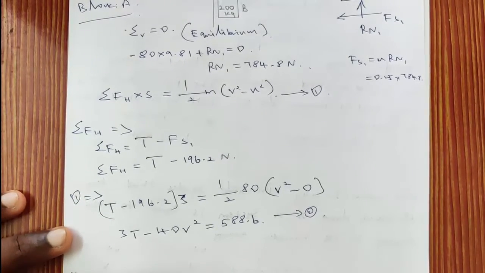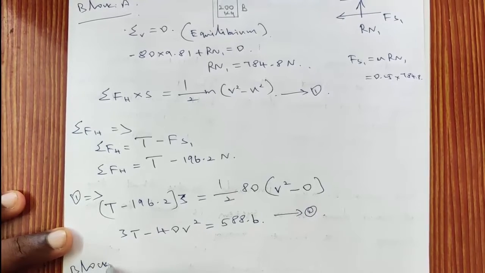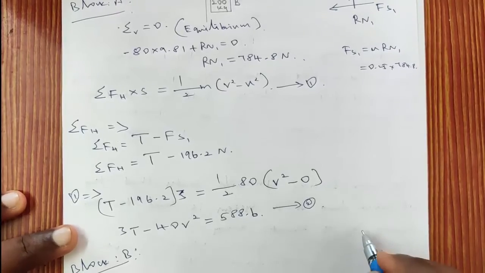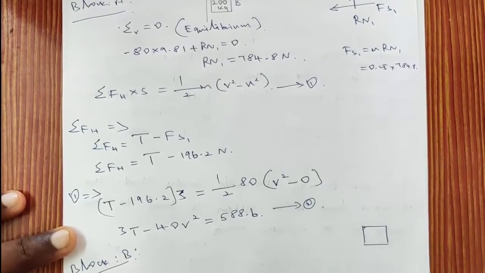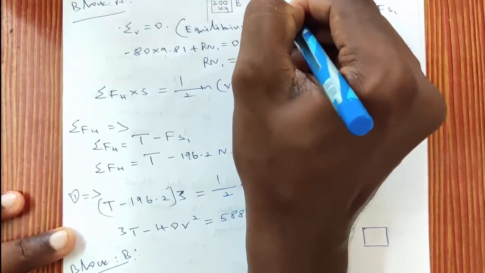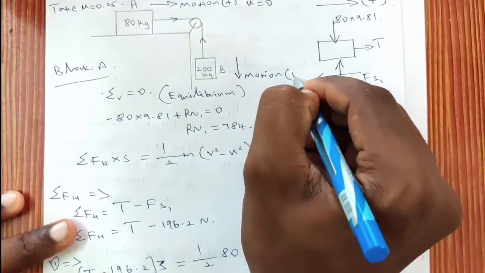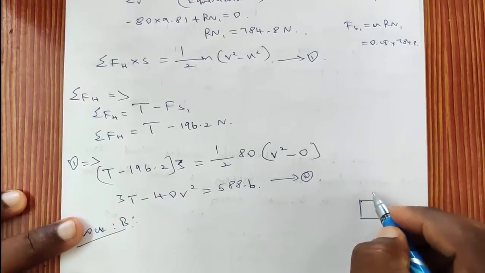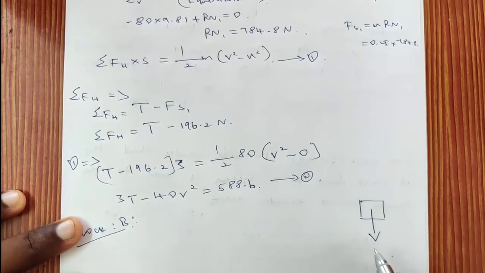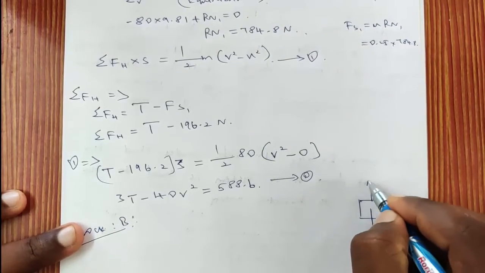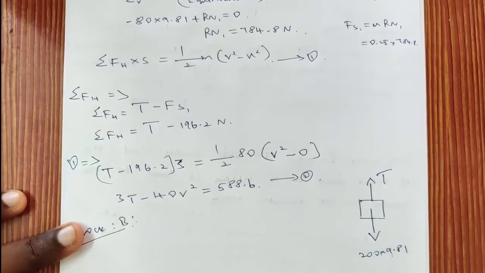Now consider block B. Okay, we'll draw the free body diagram. The block B is moving in the downward direction, so this is the direction of motion. The positive is considered in the downward direction. Okay, so the 200 kg is acting downward, it is 200 into 9.81, and the tension is acting in the upward direction, so it is T.